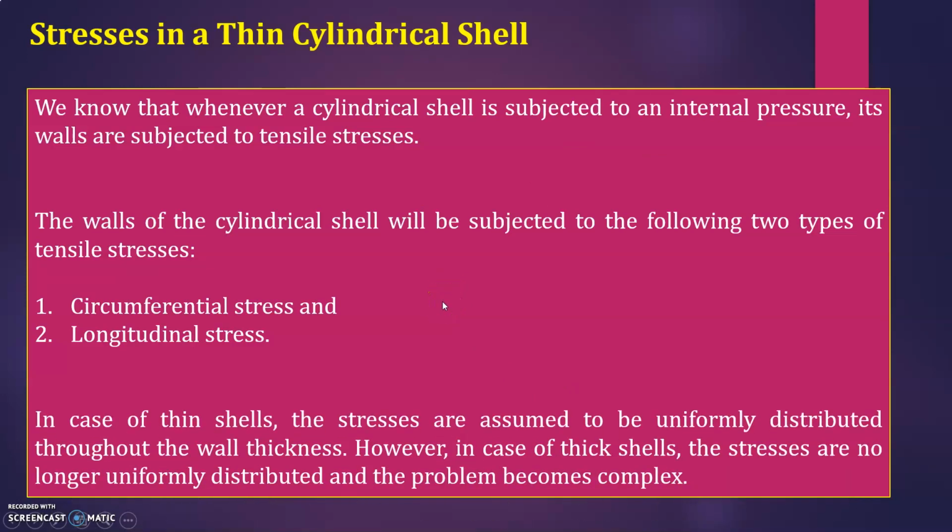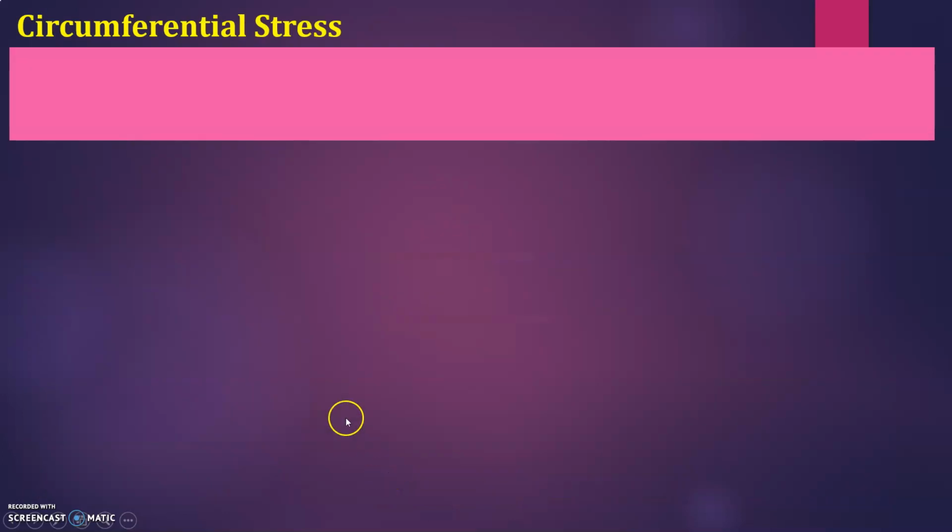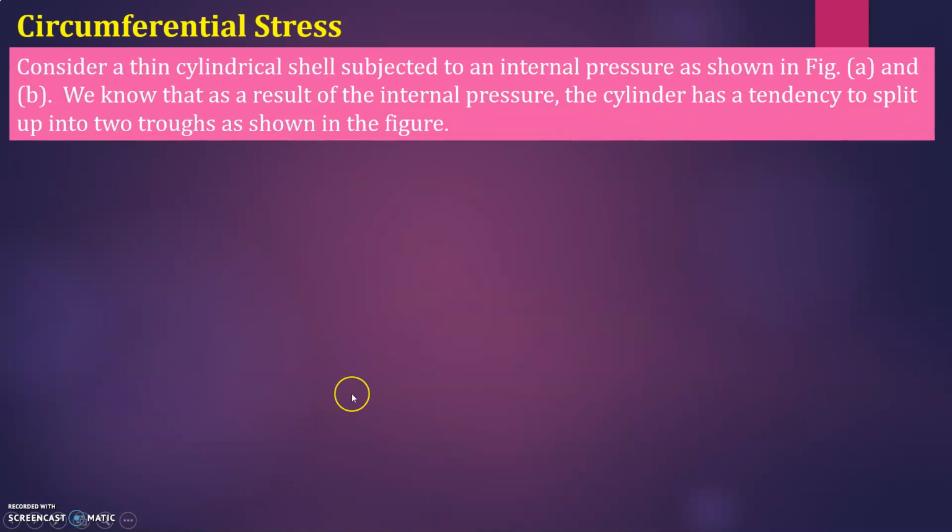In the case of thin shells, the stresses are assumed to be uniformly distributed throughout the wall thickness. However, in the case of thick shells, the stresses are no longer uniformly distributed, so the problem becomes complex in the case of thick cylinders. Now we will see how to find the circumferential stress.